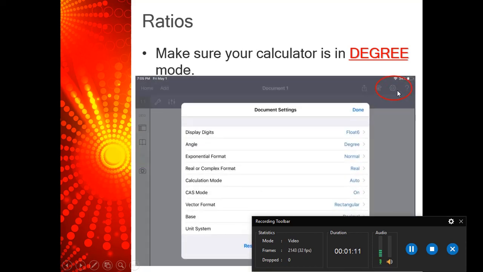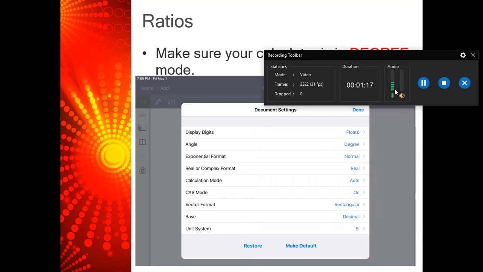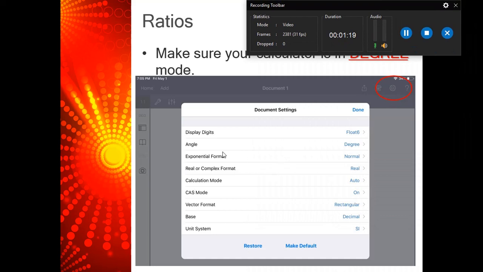If yours says radian mode, what you want to do is find this gear up in the right corner, select the gear, and you're going to get this white screen about document settings. On the document settings, you're going to look for angle, and you're going to change this to degree. So you'll have to select the arrow. When it says degree, go down to the bottom and select Make Default. This will keep this in degree mode permanently until it resets itself, but it should be a while.